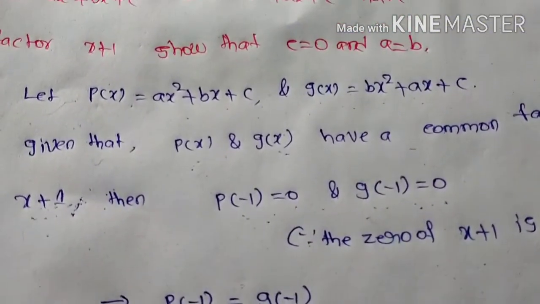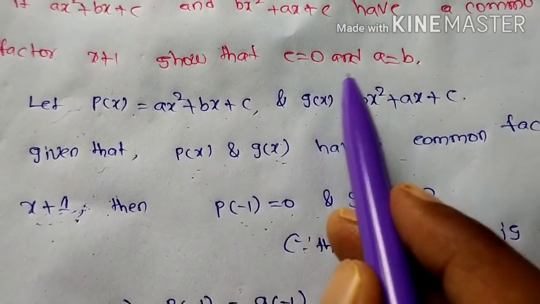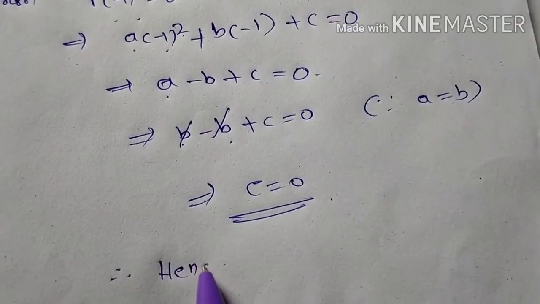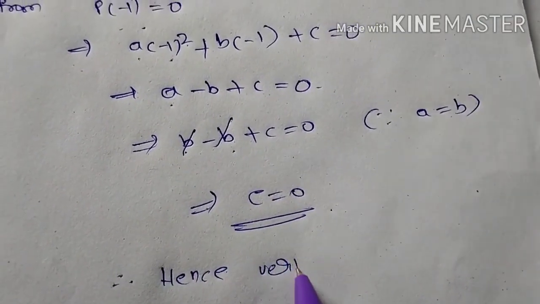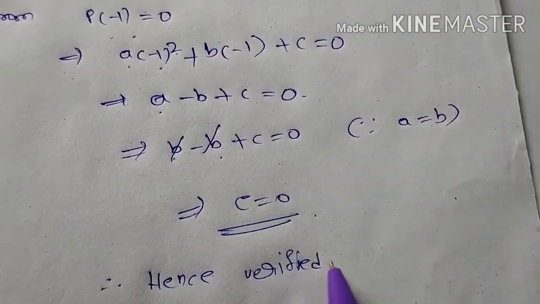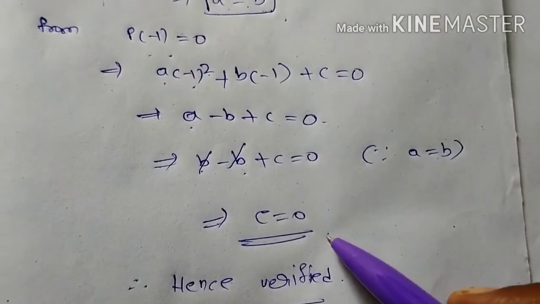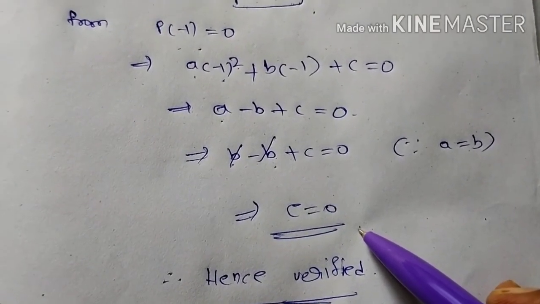What they are asking, once you see your question, is: show that c is equal to 0 and a is equal to b. Is it verified or not? So you can write here: hence verified. This is your answer. They are asking, show that a is equal to b and c is equal to 0. This is your answer.